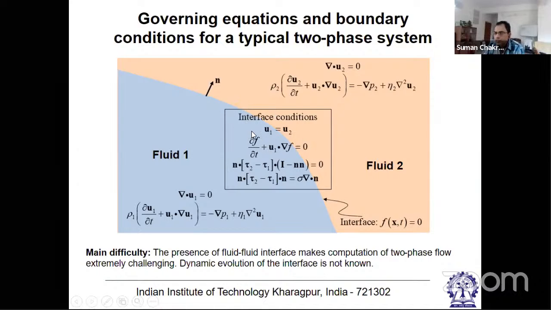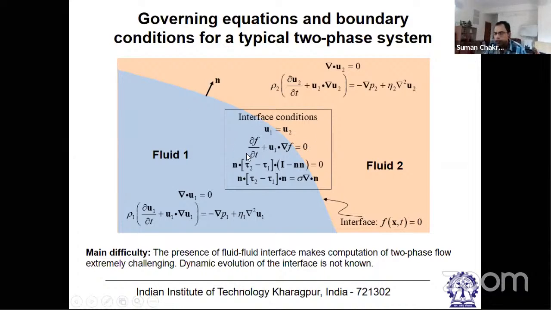At the interface, you must satisfy the interface conditions: the continuity of velocity, the continuity of shear stress, which is given here, and the continuity of normal stress, in the sense that the difference in normal stress across the two sides of the interface is equal to the surface tension times the respective radii of curvature, like 1 by R1 plus 1 by R2. This is well known, and hence we realize that if we have a curved interface, the surface tension is very, very important.